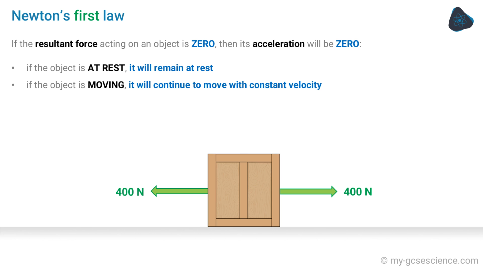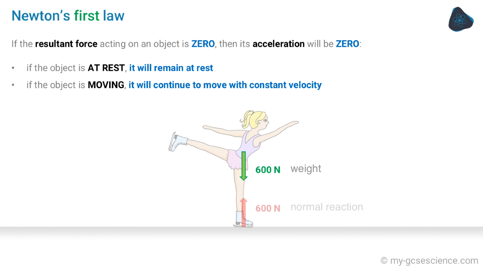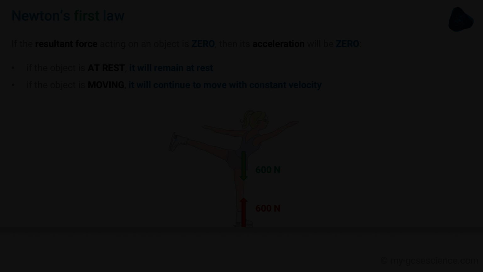Remember though that Newton's first law also applies to objects which are moving with constant velocity. If you're ice skating and the only 2 forces acting on you are your weight and the normal reaction force, then you'll continue to move with constant velocity until an unbalanced force causes you to accelerate or decelerate. In practice though, there's always going to be a small amount of air resistance or friction acting on you, which means that you will decelerate to rest eventually, as long as you don't hit something first, of course.